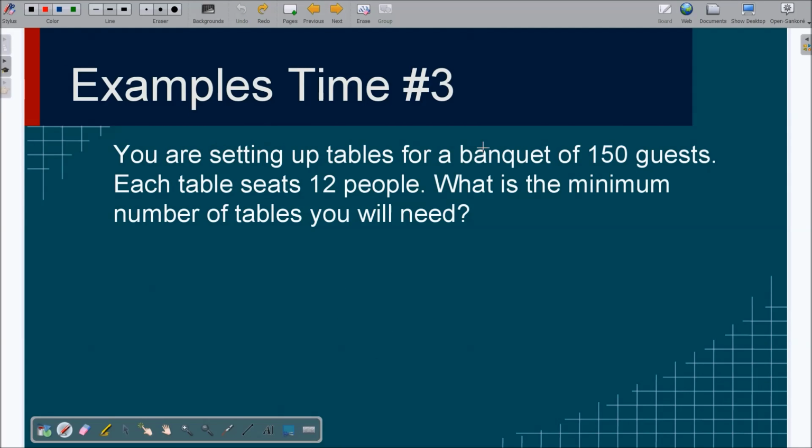Example 3. You're setting up tables for a banquet of 150 guests. Each table seats 12 people. What is the minimum number of tables you will need? Alright, so we have a problem here. There are no key words in this question. So this entirely relies on you understanding how each of the different 4 math operations work. So let's see what we have here. We have a total of 150 guests. And we have to seat them at tables that take 12 people each. That means I'm breaking them up into equal parts of 12. That must mean I'm using division, taking a total and breaking it up into equal parts.